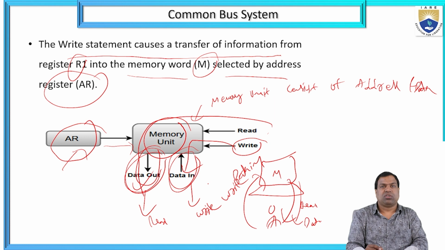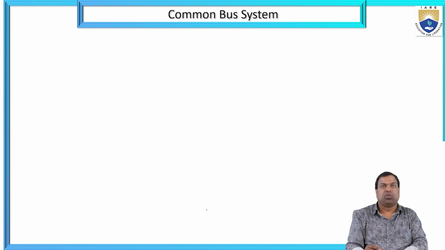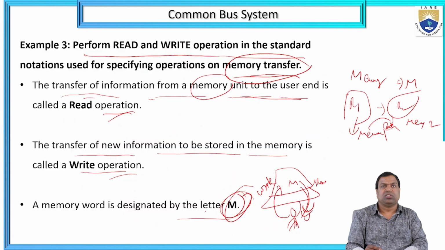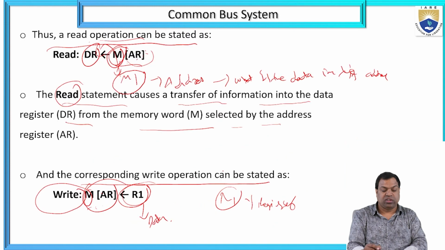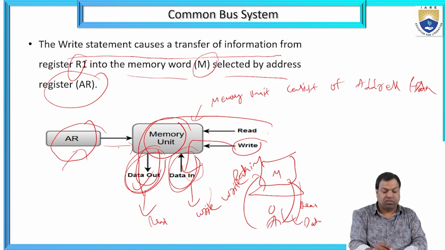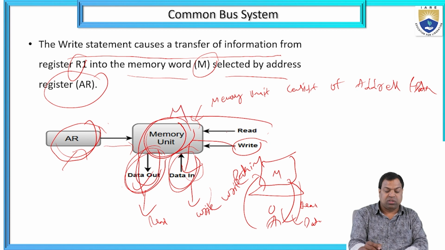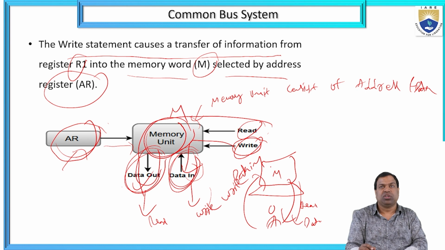It is a block diagram or symbol of this address register and data register with a common bus system. Here the address register is connected to the memory unit. The memory unit has read and write operations. Data in means write, and read operation means data out. Okay, like this. It is a block diagram of the read and write operations, as per the standard notation of specifying operations. Address register with the memory unit M with read and write operations, with the data in and the data out. Okay, it is about the common bus system.